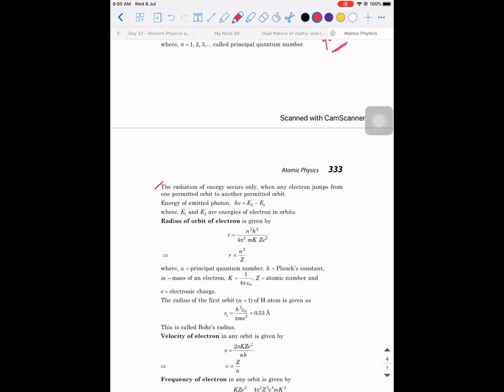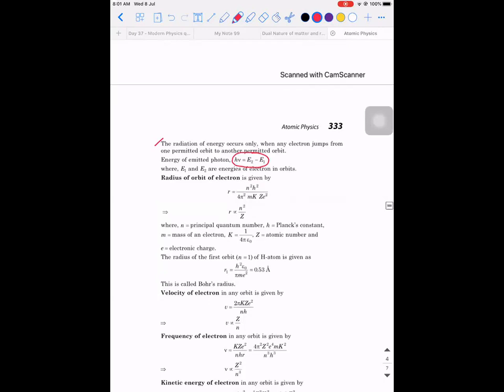So if this happens, E2 minus E1 is equal to h nu. This is the equation for the energy, right? By using both those expressions, you will get the expression for R. I'm not showing you all the derivations. How to get the expression for R? Just tell me what equations are supposed to be equated.